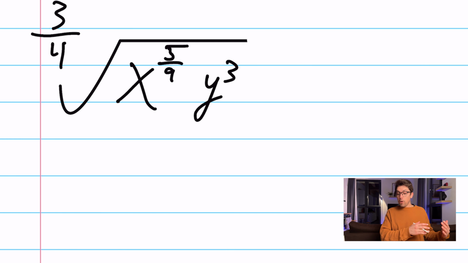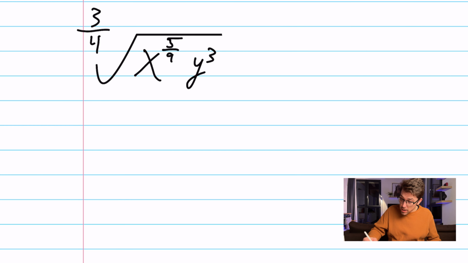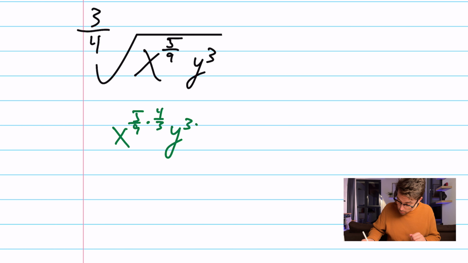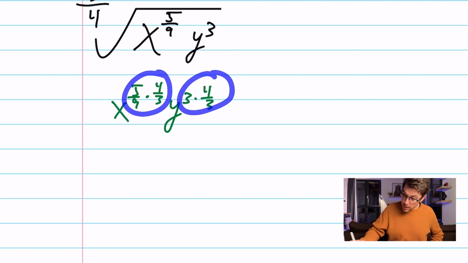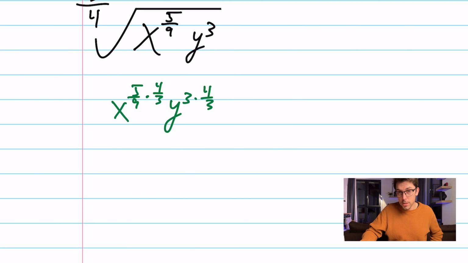Let's say I have the 4th root of x to the 5/9 times y to the 3rd, raised to the 3/4. Remember that each and every term is taken into account when we multiply by the reciprocal. This goes back to our last video, which, in case you missed it, check the link in the description. It'll help you out with this part. So I'm going to multiply each of these powers by the reciprocal of the index. I'm going to have x to the power of 5/9 times 4/3, times y to the power of 3 times 4/3. Each and every power gets multiplied by the reciprocal of this index. And now all I have to do is simplify.